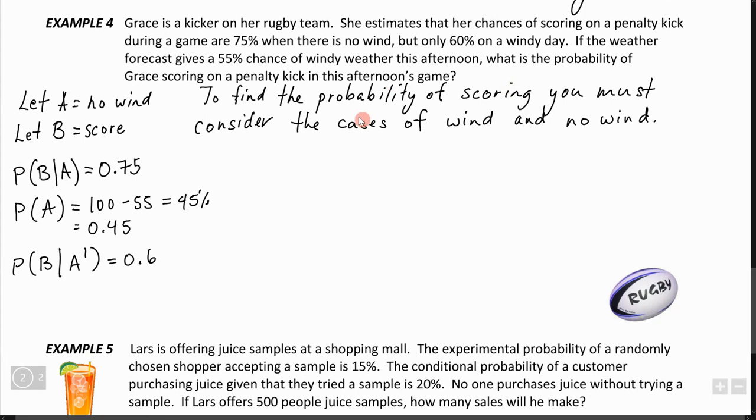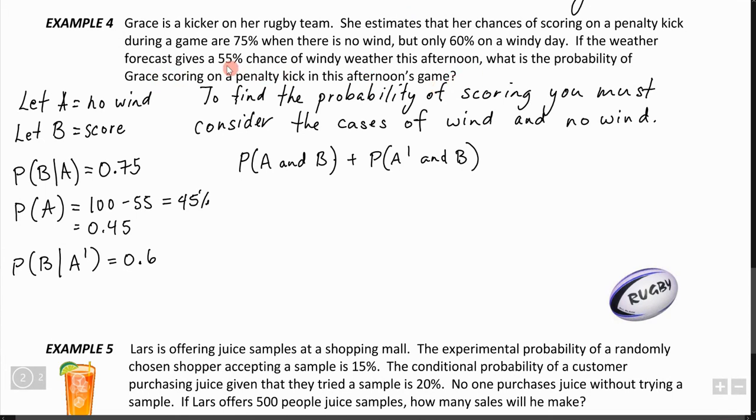Okay, so pause there for a moment. Maybe try and absorb that and make sure you really understand what we're looking for. What we are going to be looking for is the probability of A and B: the probability of there being no wind and Grace scores, plus the probability that there will be wind, A prime, and that Grace also scores. So that's what the question is. What is the probability of Grace scoring on a penalty kick in this afternoon's game?